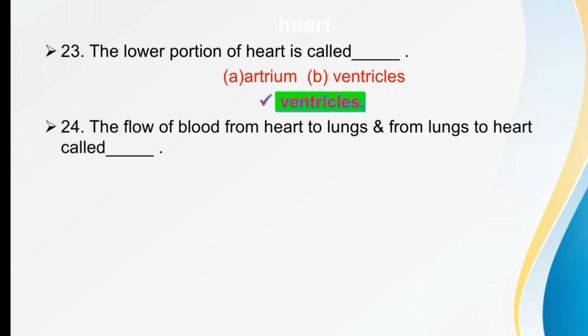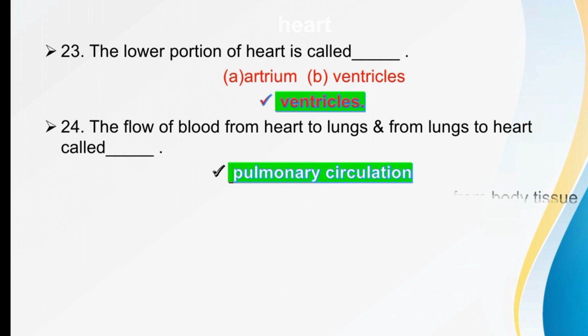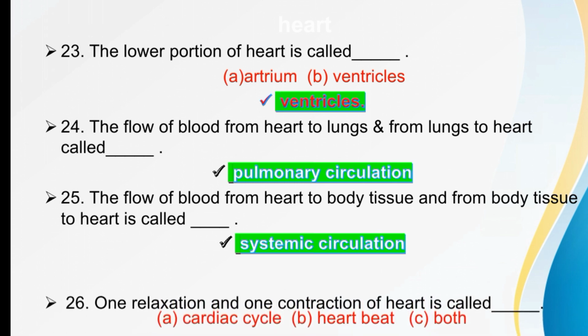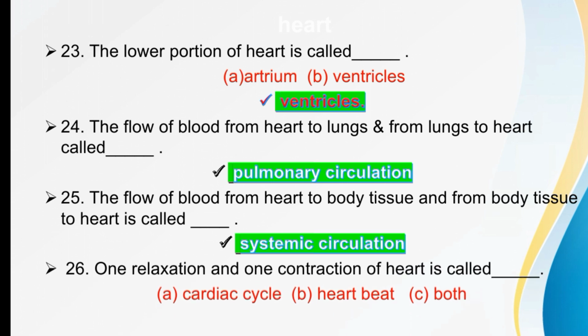The flow of blood from the heart to the lungs and from the lungs to the heart is called dash. So it is called pulmonary circulation. The flow of blood from the heart to body tissue and from body tissue to the heart is called dash. So it is called systemic circulation. One relaxation and one contraction of the heart is called dash. Cardiac cycle, heartbeat, or both? So one relaxation and one contraction of the heart is called the cardiac cycle.